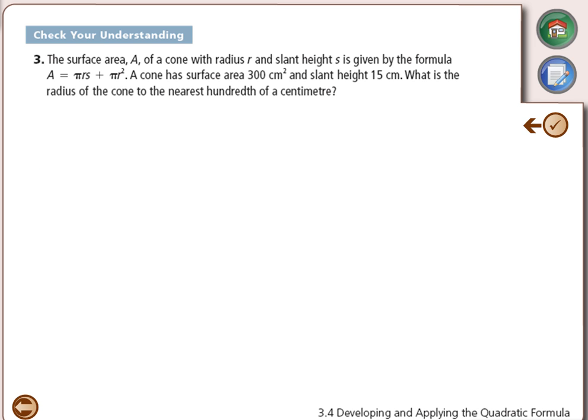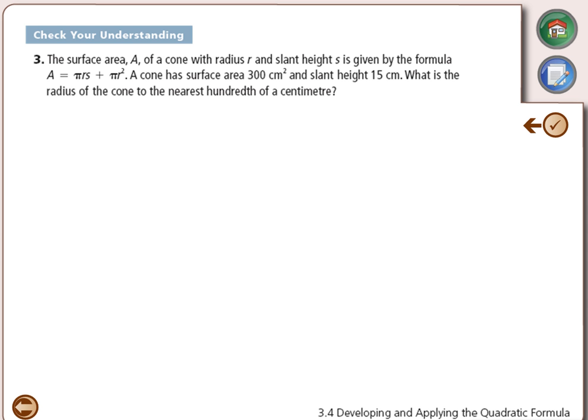Woo! Always got to finish off with a crazy one here. Surface area of a cone with radius r and slant height s is given by that formula. Oh yeah, we learned that already. A cone has a surface area of 300 centimeters squared and a slant height of 15 centimeters. What is the radius? Ooh, working some backwards stuff here.